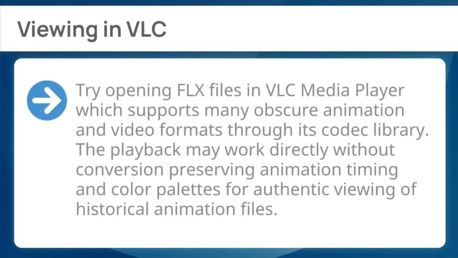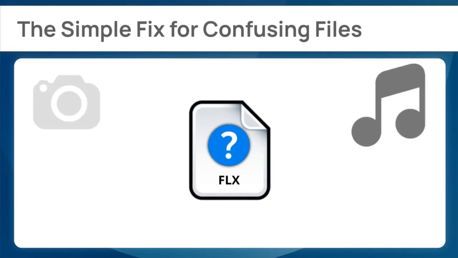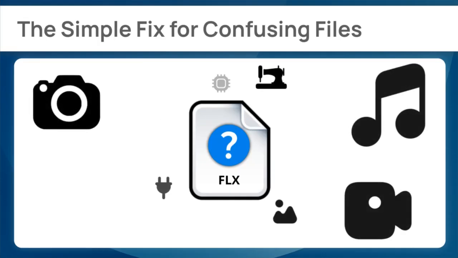Finally, viewing in VLC. Try opening FLX files in VLC Media Player, which supports many obscure animation and video formats through its codec library. The playback may work directly without conversion, preserving animation timing and color palettes for authentic viewing of historical animation files. If compatibility checks failed, it is likely because the file extension name is shared by different developers for unrelated formats, causing your PC to use the wrong reading language.